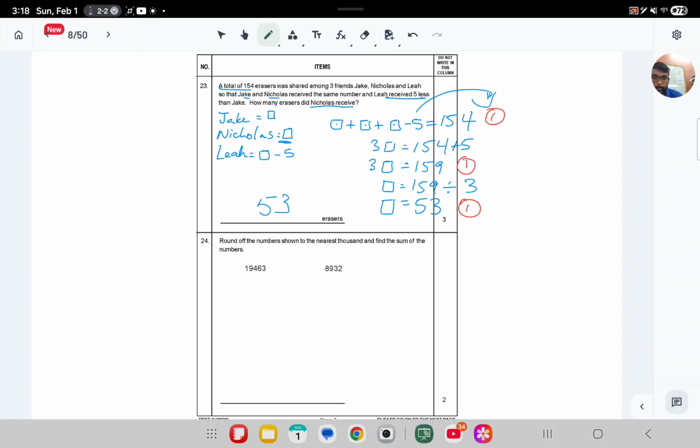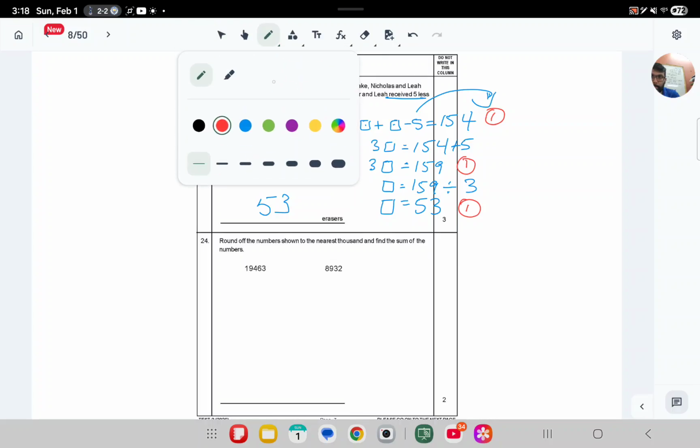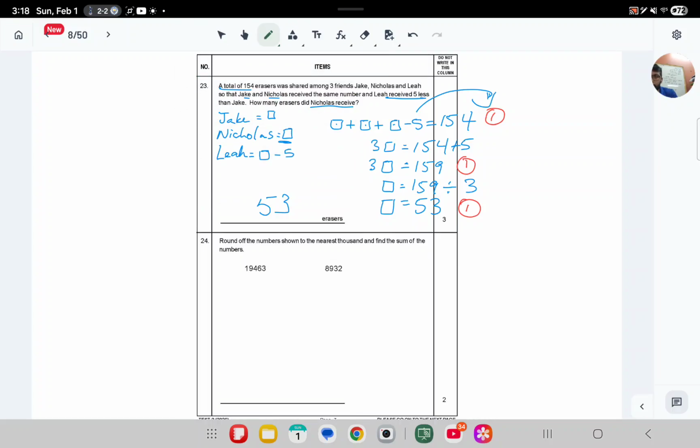Alright, so another way we could have done this was like this. If we know that Nicholas and Jake both received the same amount, right? And based on the information, they said Leah received 5 less than Jake. That also means that she received 5 less than Nicholas. So which means now that Jake received 5 more. Alright, so Jake was 5 more, and Nicholas would also be 5 more.